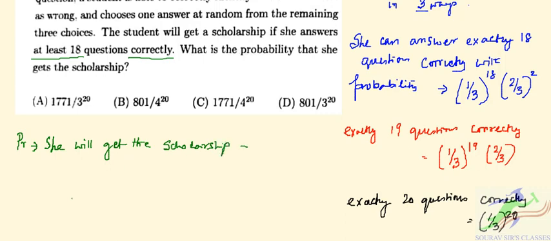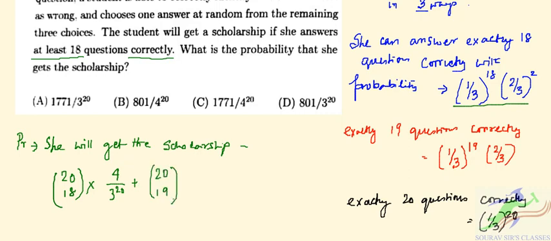Okay, so out of 20 questions, the probability of 18 correct will be 20 multiplied by this factor of 1 by 3 to the power 18, multiplied by 2 by 3 to the square. So it will be 4 by 3 to the power 20. Plus, for 19 questions out of 20, we will have this only, multiplied by 2 by 3 to the power 20. Plus, it is simply 1 by 3 to the power 20, right?